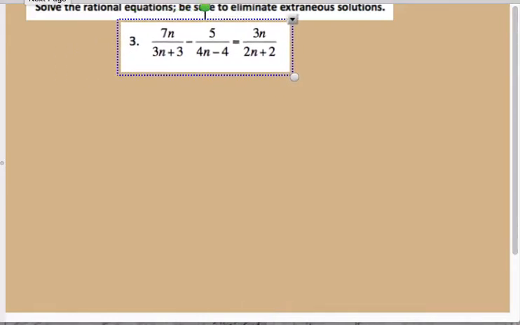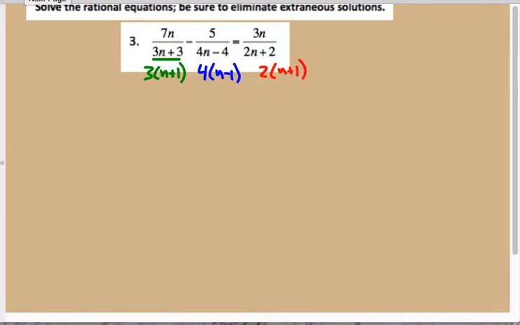A lot more complex. Just factor in the denominators. Not too bad. You can take a 3 out of both these. That's 3 times n plus 1. This one right here, you can take out a 4. That's 4 times n minus 1. And then this last one, you can take out a 2, and that's 2 times n plus 1.